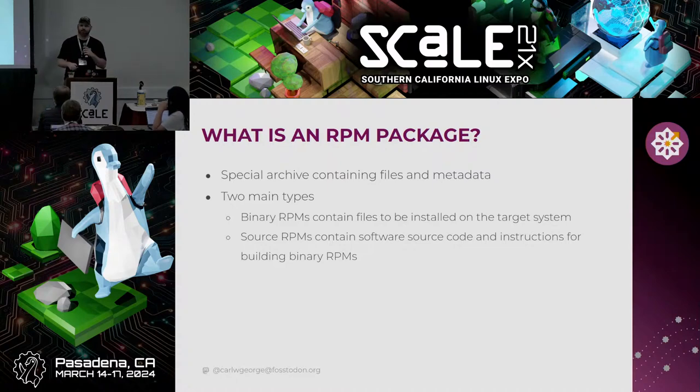Alrighty. So what actually is the RPM package itself? I mentioned before that it is an archive. It's got the files that are going to go on your system when you install it, but also metadata about those files. There are two main types of RPMs. You have the slightly misleadingly named binary RPMs that contain the files that are going to be installed on your target system. The naming comes from the idea that you'd have a compiled binary, but it's not exclusively compiled binaries.